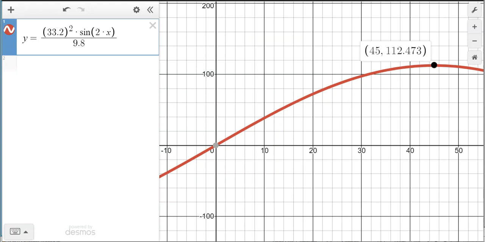And as it turns out, if we go right here in the middle, the peak of that curve occurs at this point, 45, 112. This is saying that if we were to throw the ball at 45 degrees, it would travel a distance of 112, and that ends up being the maximum.